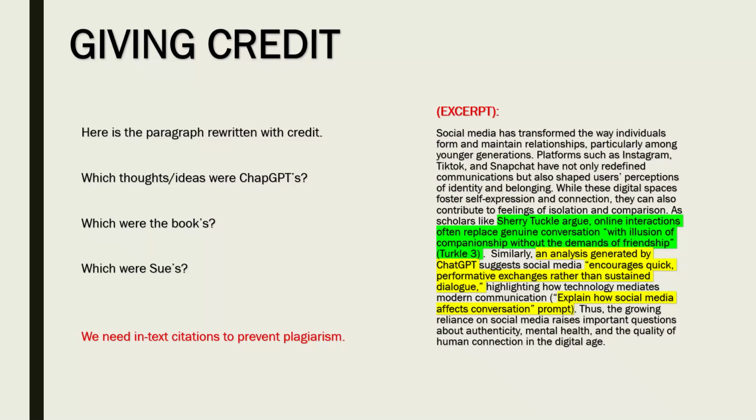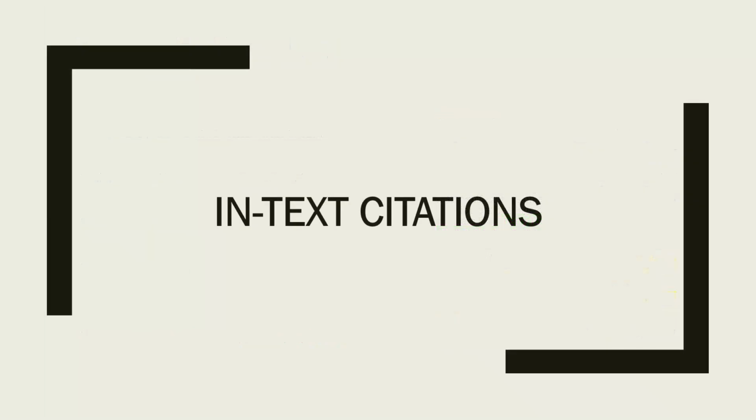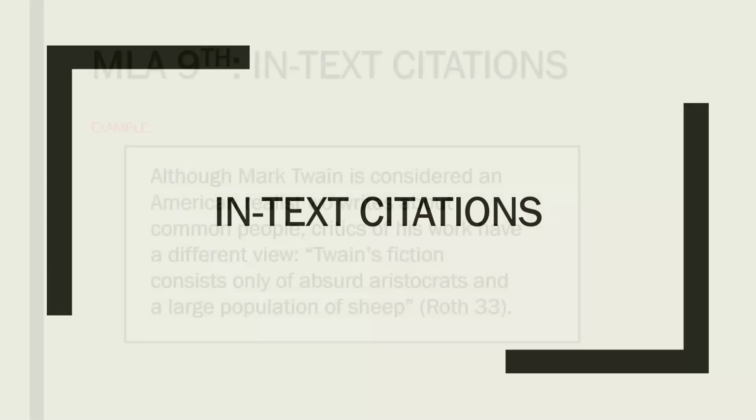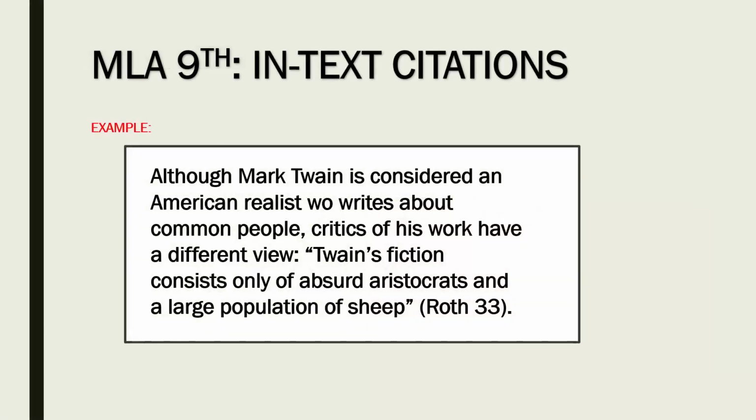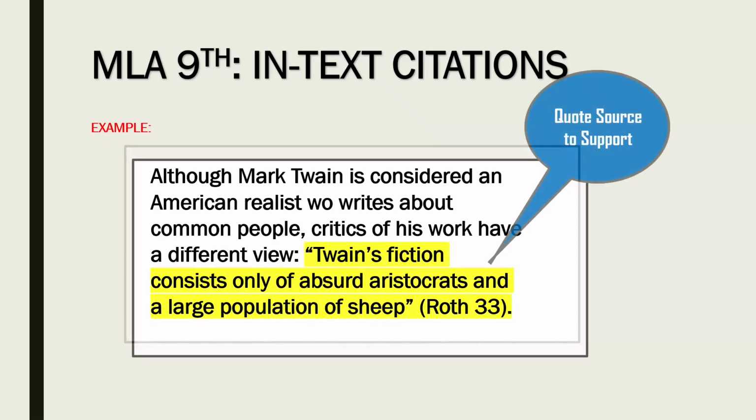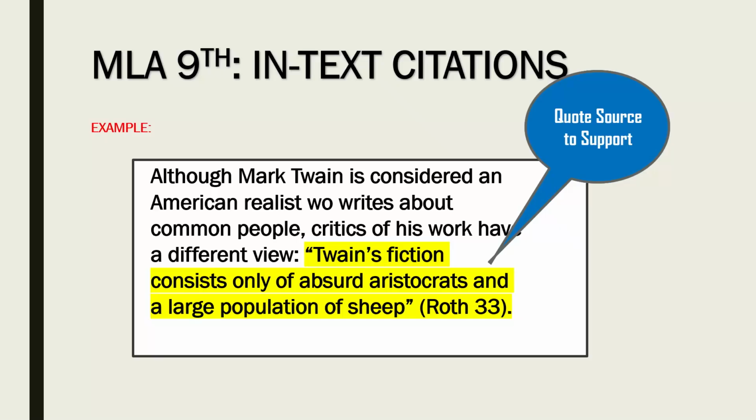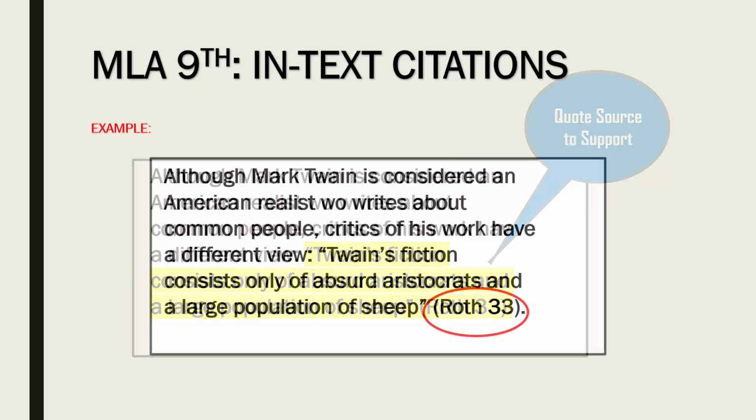Now, let us review the components necessary to create an MLA in-text citation. Let's say you've written the following in an MLA essay about Mark Twain. Now you're going to quote a source to support your point. The direct quote used reads, "Twain's fiction consists only of absurd aristocrats and a large population of sheep." The in-text citation for this direct quote is Roth 33.